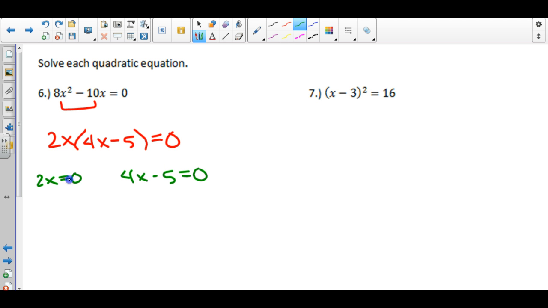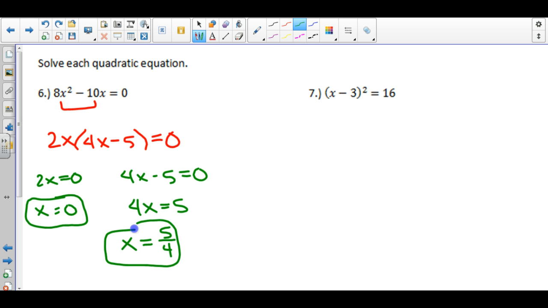So what we're going to do is divide both sides by 2 here, and 0 divided by 2 is 0. And right over here we're going to add 5 first, so 4x equals positive 5, and you are going to divide both sides by 4. So x equals 5 over 4. So we have our two places where this function crosses the x-axis. One of them's at 0, the other one's at 5 over 4.